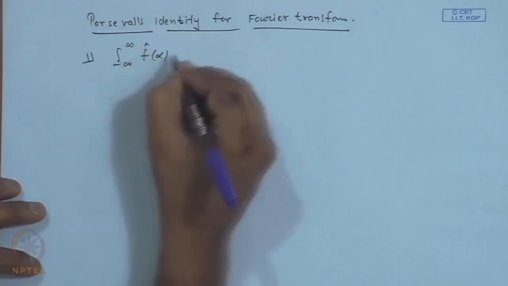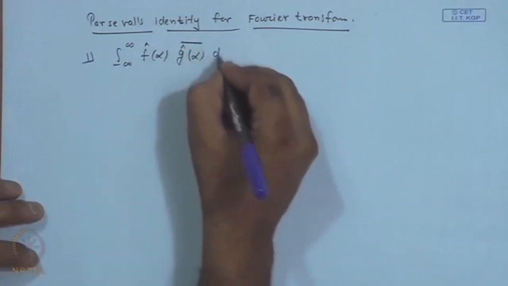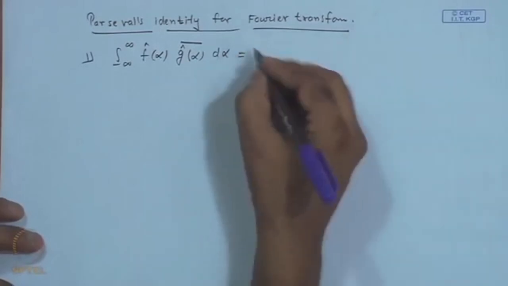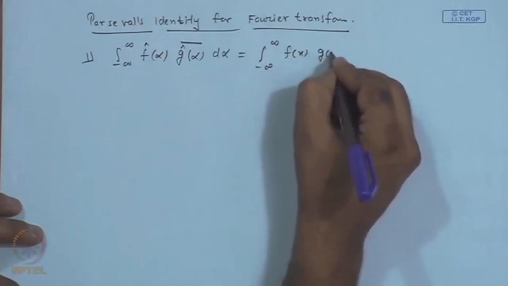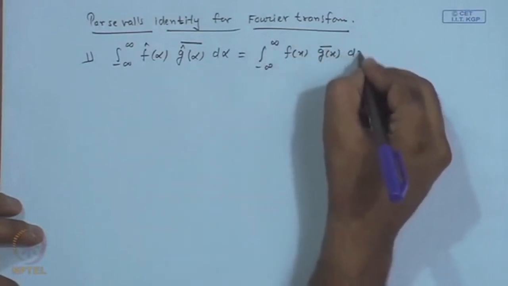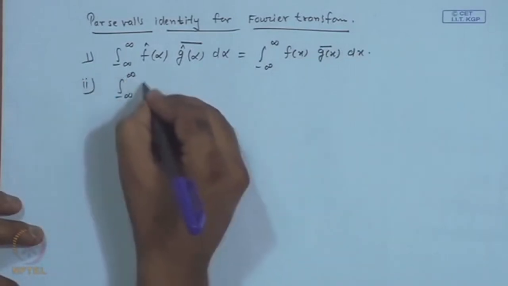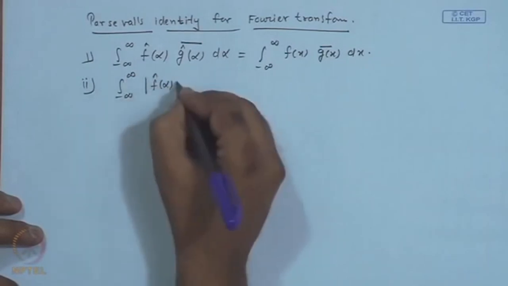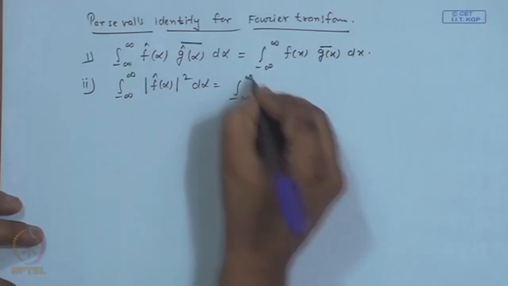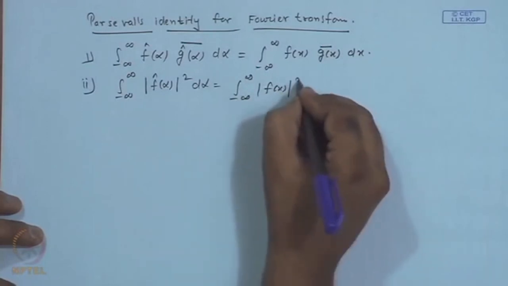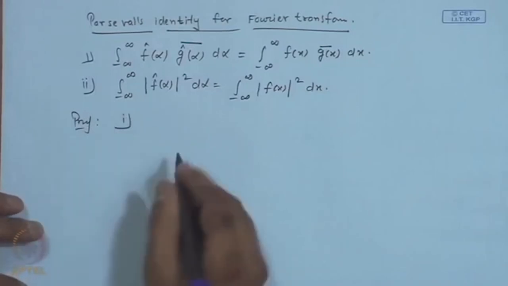So, we have f hat alpha and g hat alpha with complex conjugate. If we integrate this with respect to alpha, from minus infinity to plus infinity, this equals the integral of f(x) and g(x) complex conjugate. And the second identity, that is just a particular case of this: the integral of |f hat alpha|^2 d alpha from minus infinity to plus infinity equals the integral of |f(x)|^2 dx. So, let us go for the proof of the first one.